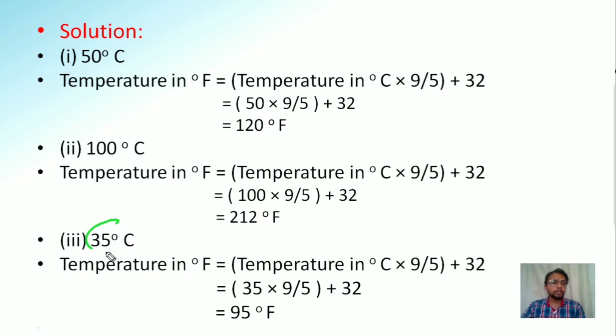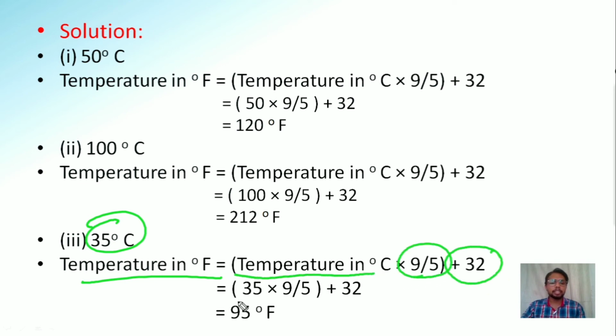Third one, 35 degrees Celsius convert to Fahrenheit, then temperature in degree Fahrenheit is equal to temperature in degree Celsius into 9 by 5 plus 32. Then the answer is 35 into 9 by 5 plus 32. The answer comes out to be 95 degrees Fahrenheit.